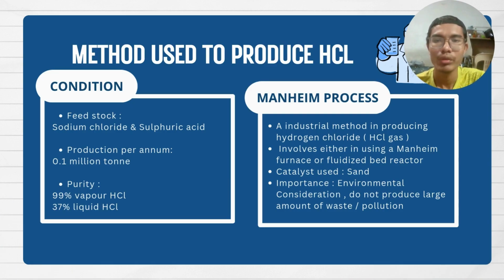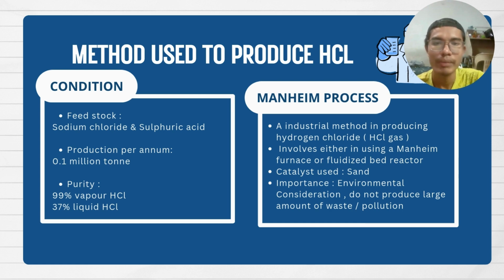Next, for the method we use to produce HCl, we use the Manningham process with a fluidized bed reactor. For the conditions, the feedstock we use is sodium chloride and sulfuric acid, NaCl and H2SO4. The production per annum is 0.1 million tons. The purity that we need is 99% vapor HCl and 37% liquid HCl.